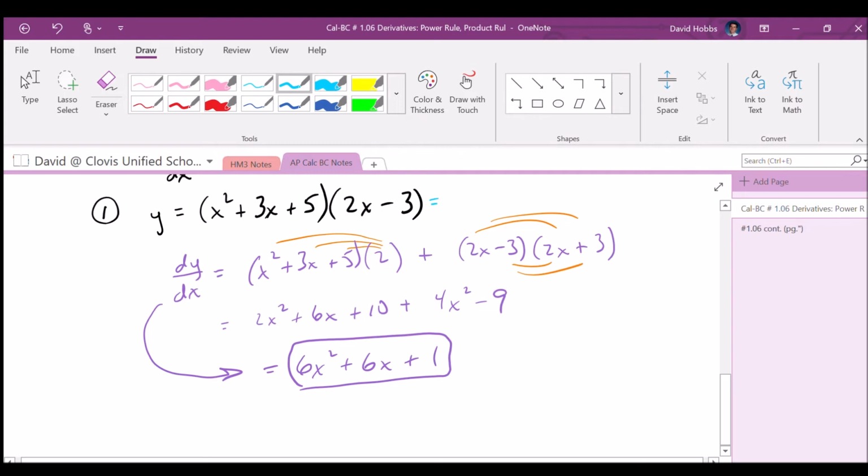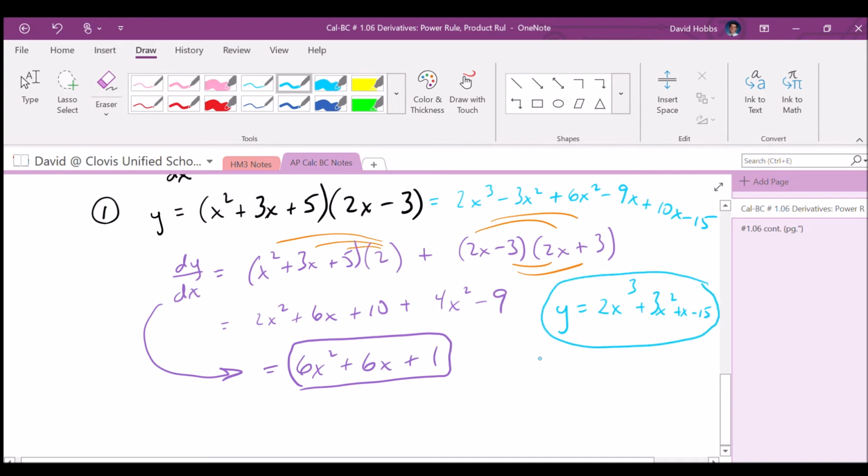Okay, so I get 2x to the third minus 3x squared, 2x squared minus 3x squared plus 6x squared minus 9x plus 10x minus 15. Okay, and if I combine those like terms, y equals 2x to the third plus 3x squared plus x minus 15.